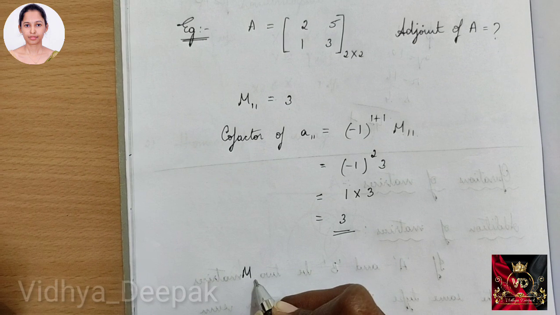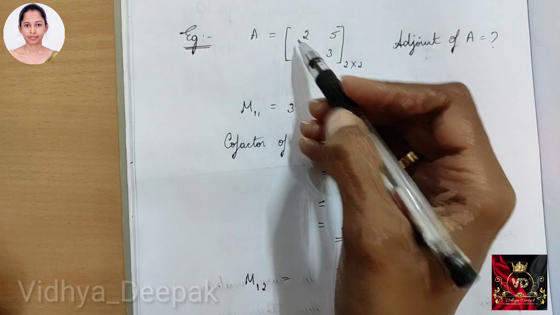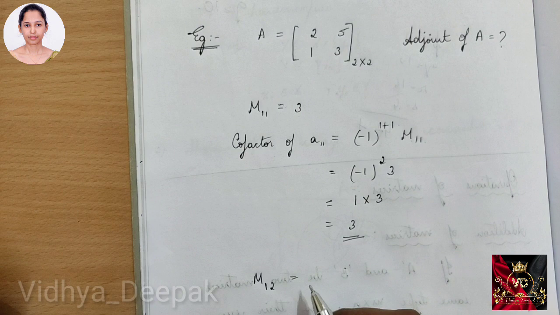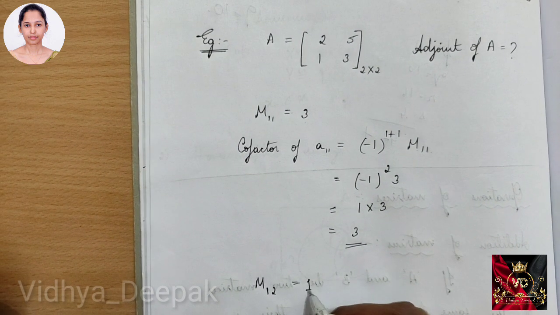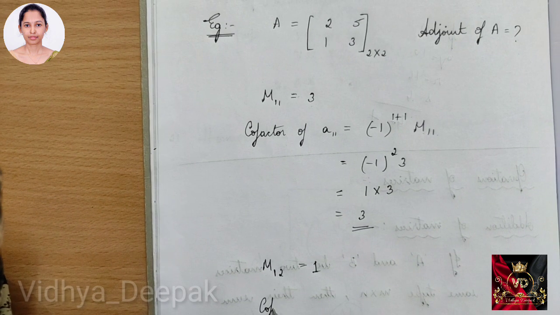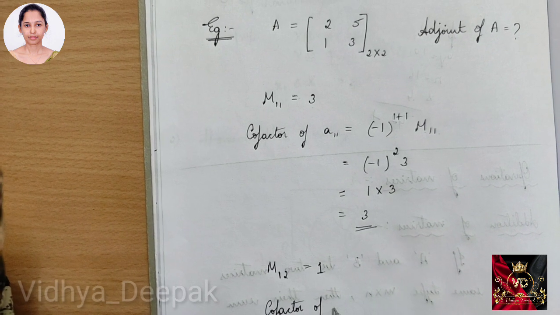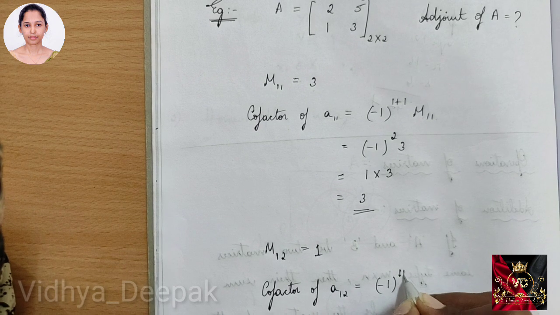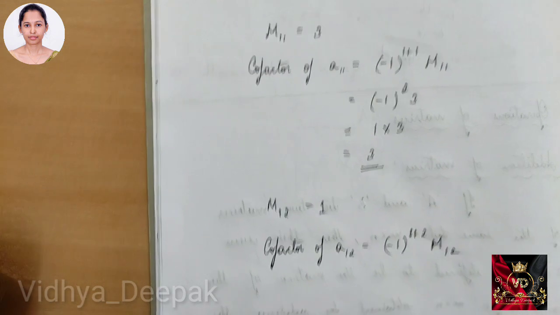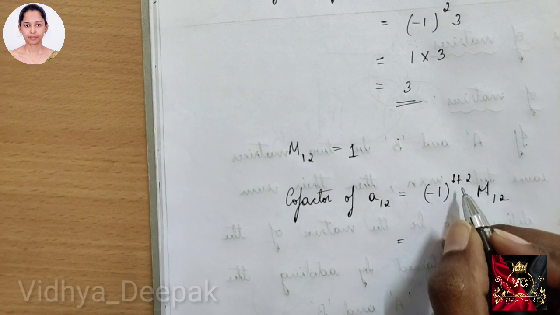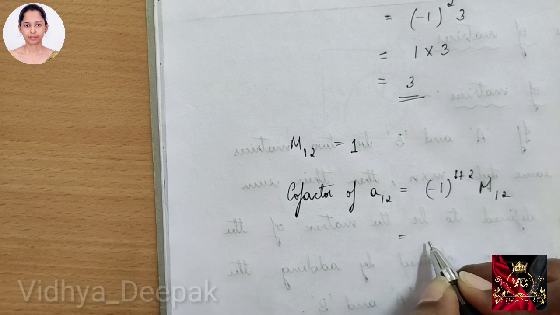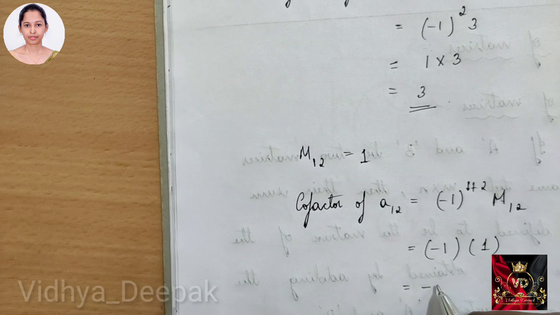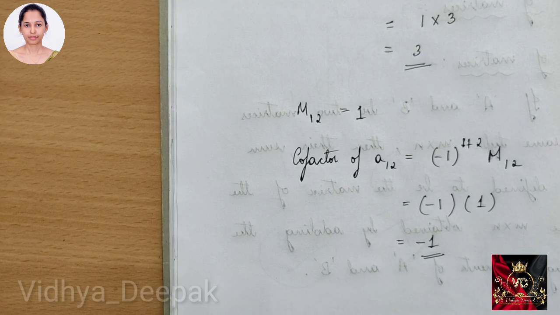Now let's find M12. That is the second element, first row second element. So delete this row and this column. What is left out? 1. So the minor of A12 is 1. Now the cofactor of A12 is minus 1 to the power of 1 plus 2 into M12. 1 plus 2 is 3, so minus 1 to the power of 3 is minus 1, and M12 is 1. Minus into plus is minus, so minus 1 is your second element.